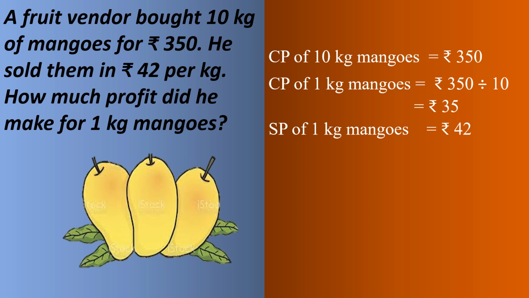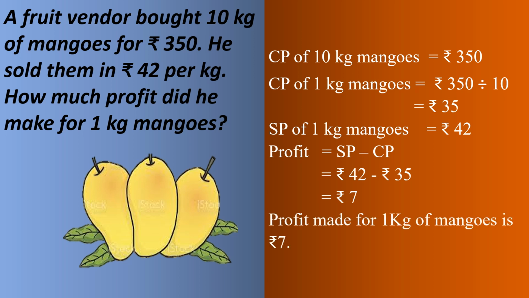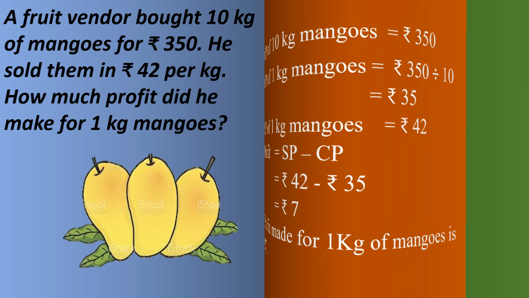So here is it profit or loss? Here is profit. Profit equals selling price minus cost price. So it is 42 minus 35, that is rupees 7. So we can say the profit made for 1 kilogram of mangoes is rupees 7.